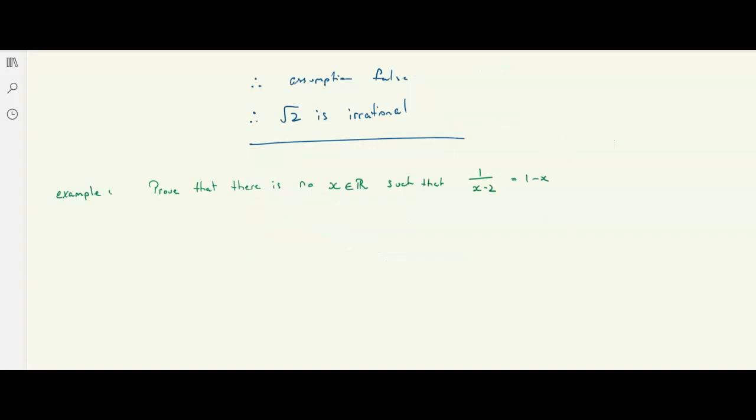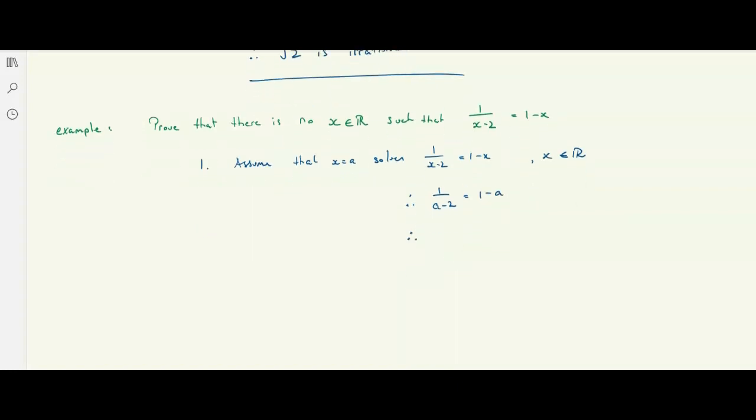Okay, here's an interesting one. Prove that there is no x in the real number system, so there's no solution x such that 1 over x minus 2 equals 1 minus x. There's no real solution to this. So we're going to prove by contradiction. So we're going to assume that x equals a solves 1 over x minus 2 equals 1 minus x, where x is a real number. Let's just go ahead and do that. So if this is the case, off we go. I can put a in here and I will get a solution.